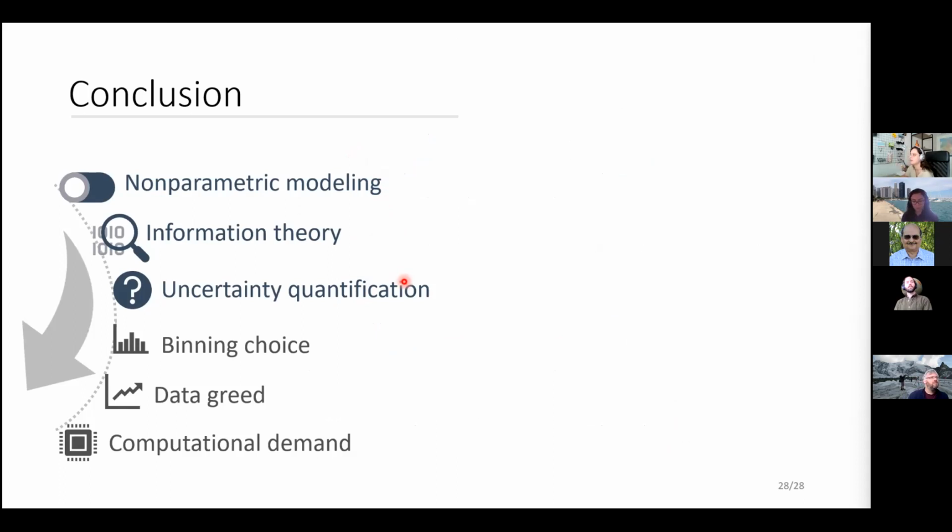Of course, some challenges were faced throughout the applications, beginning with the binning choice, which directly affects the quantification of the entropy. And it goes by the amount of data needed to feed a robust model, which also affects the computational demands in relation to using an analytical function.